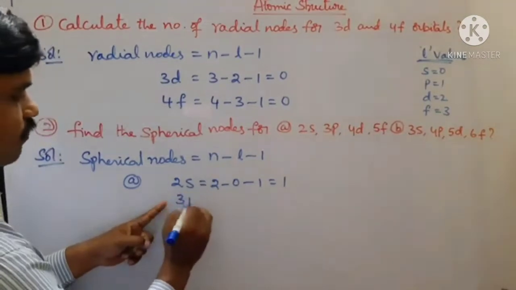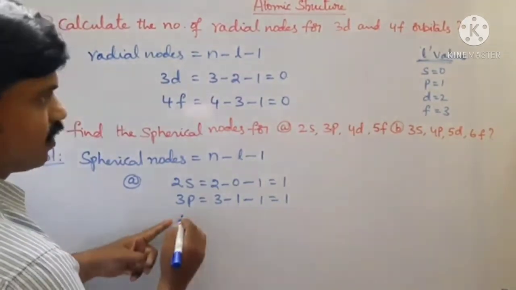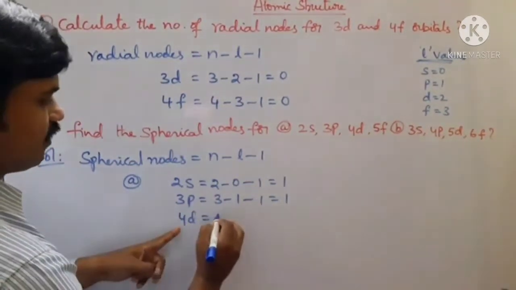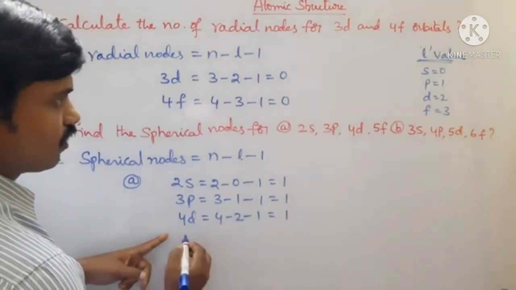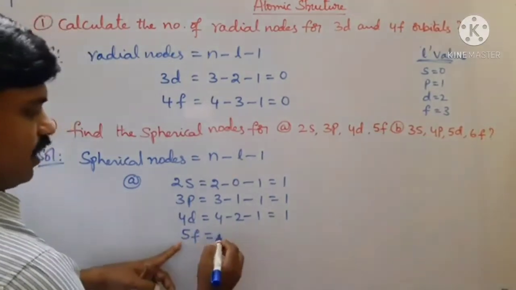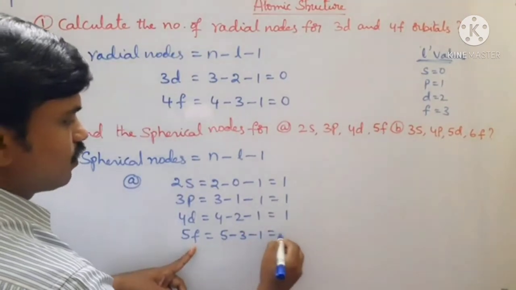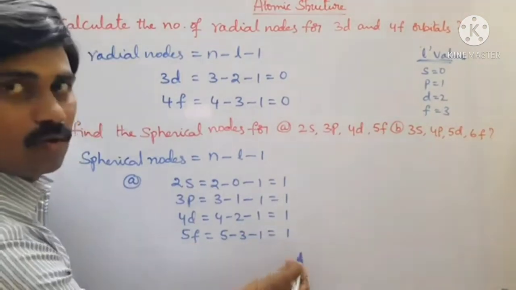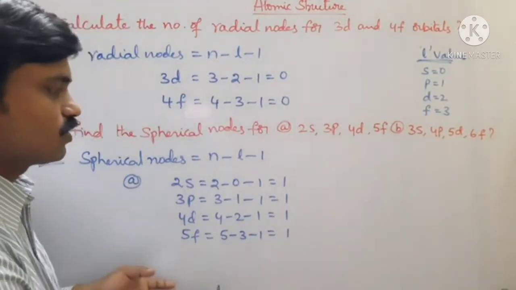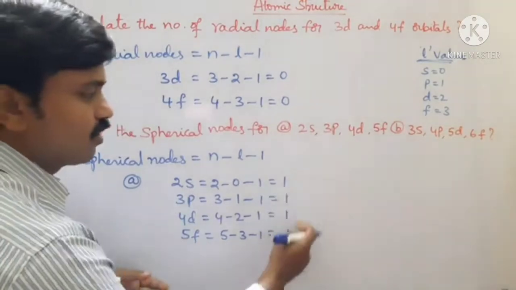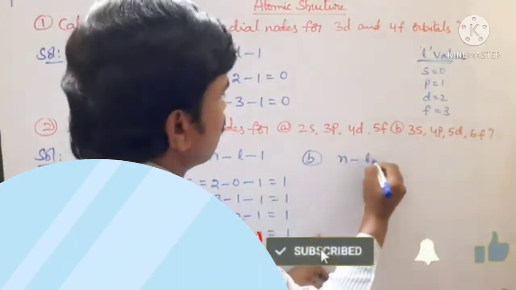Next, for 3p orbital, n value is 3, for p orbital l value 1, minus 1, 1. For 4d orbital, n value is 4, for d orbital l value 2, minus 1, it is also 1. For 5f orbital, n value is 5 minus, l value for f orbital is 3, minus 1, 5 minus 3 minus 1 is equal to 1. For all these orbitals, 2s, 3p, 4d and 5f orbitals, spherical nodes or radial nodes or nodes are 1.